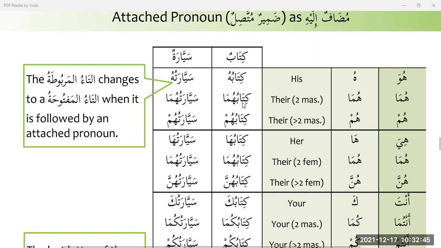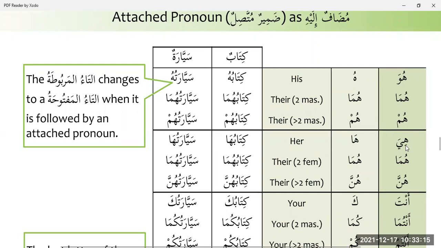Kitabuhuma, their book, here we use it for two, for dual. Their books. Sayaratuhuma, their car. Kitabuhum, their book. Their here we are using for the masculine. Kitabuhum, their book for masculine. Sayaratuhum, their car for the masculine.